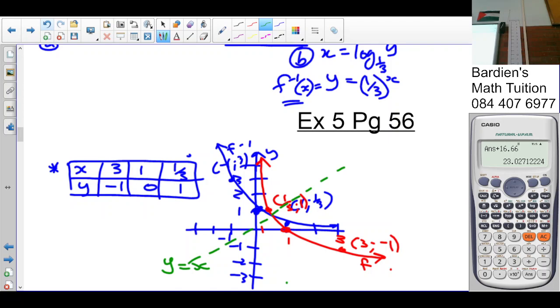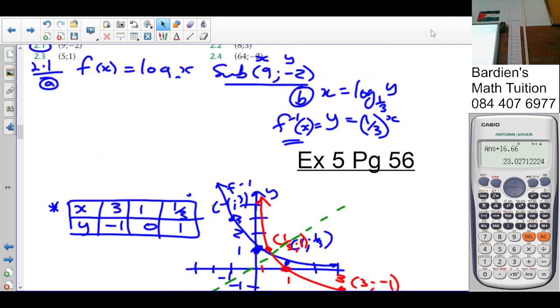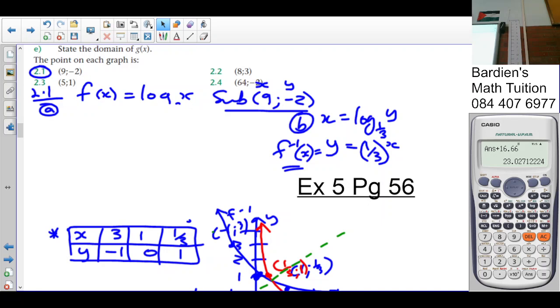Okay, any confusion here? Is this inverse, is this f to the minus 1 a function or not? Yes. What type of function is it? 1 to 1. Why is it a function? Yeah, let's see that it's working now.